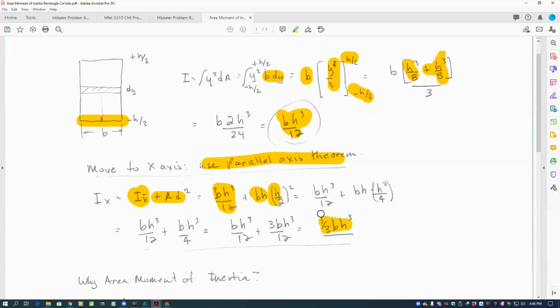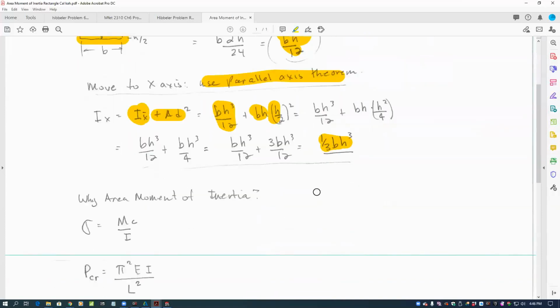So the area moment of inertia of a rectangle with respect to the centroidal axis is bh cubed over 12. The area moment of inertia with respect to the x-axis, assuming this is the base along the x-axis, is 1/3 bh cubed. So why area moment of inertia? Why do we need to determine what the area moment of inertia is? And please don't confuse area moment of inertia with mass moment of inertia.